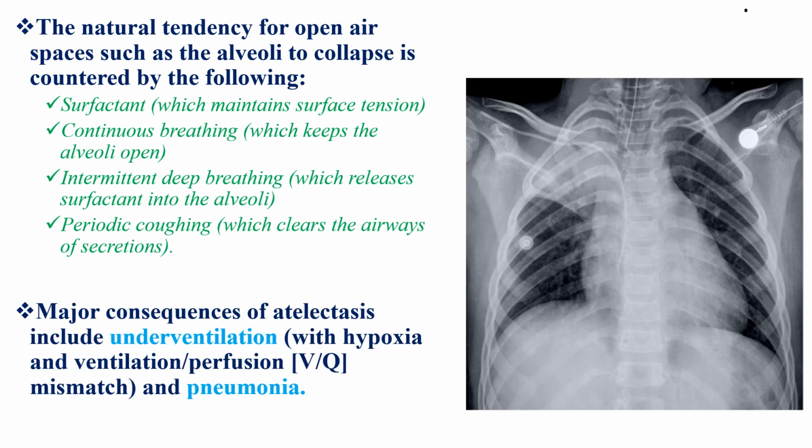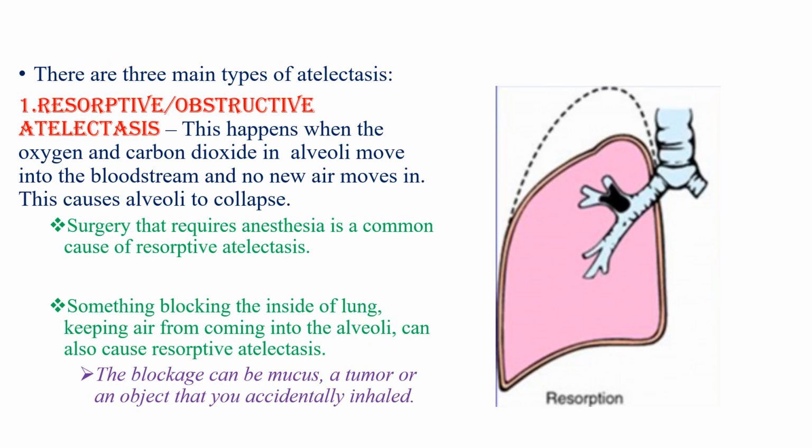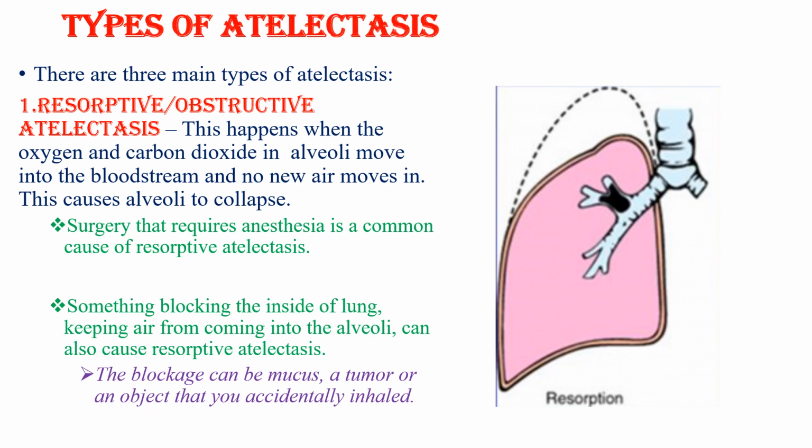Major consequences of atelectasis include underventilation with hypoxia and ventilation perfusion mismatch, and complications such as pneumonia. These are the types and the causes of atelectasis. There are three main types of atelectasis.